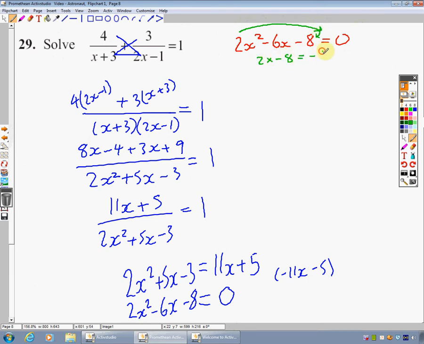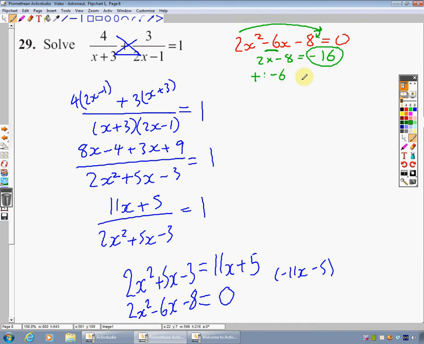And now instead of trying to find, like in the previous ones, two numbers that add to make this middle number and times to make this end number, same principle, but they've got to add to make this middle number, which is minus 6. We need to find two numbers that add to make this minus 6. And they're not multiplying to make the minus 8 now, they're multiplying to make this minus 16 now.